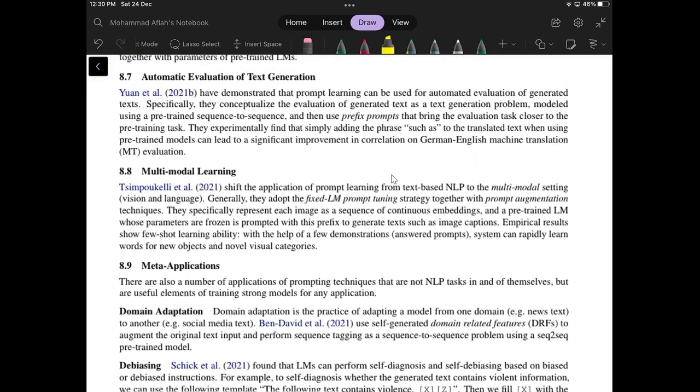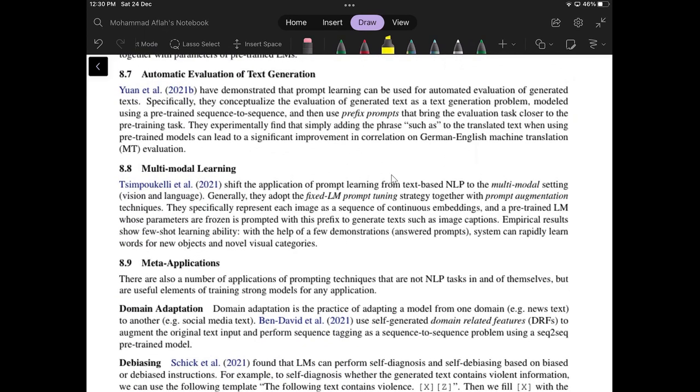For automatic evaluation of text generation, Yuan et al. have demonstrated that prompt learning can be used for automated evaluation. Specifically, they conceptualize the evaluation of generated text as a text generation problem, modeled using a pre-trained sequence-to-sequence model, and then use prefix prompts that bring the evaluation task closer to pre-training tasks. They experimentally find that simply adding a phrase such as "such as" to the translated text when using pre-trained models can significantly improve German to English MT.